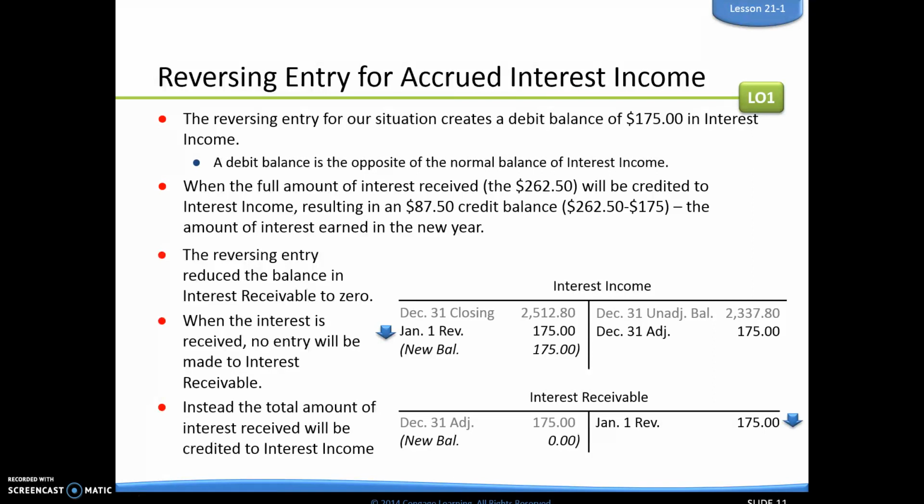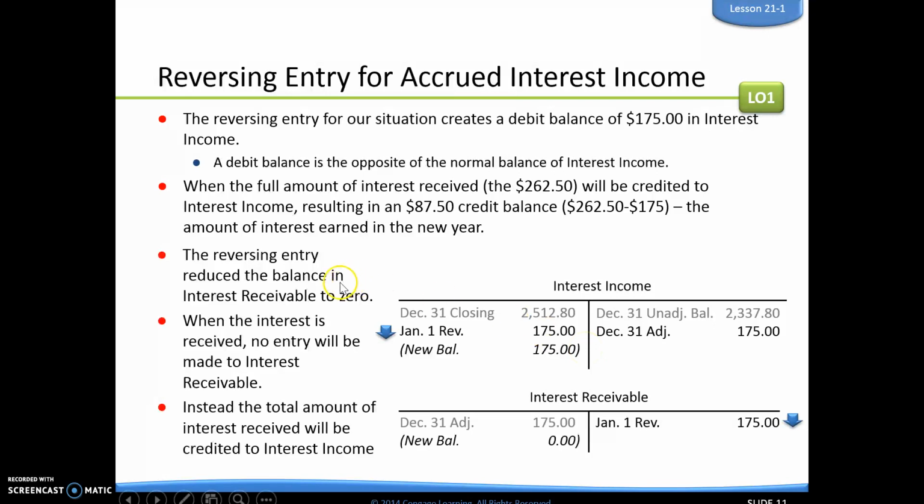Okay, and that's where some people get kind of confused about how we can have an income account that has a debit balance. Well, remember that when the full amount of interest is actually received, when we get to that point, we receive $262.50. It's going to be credited to interest income, which is going to result in that balance of $87.50. Remember, here's our total interest, $262.50, and we subtract out the $175. That's going to be our credit balance in our interest income. Now, we're not actually ever going to do T accounts like this, but it's important that you understand how those numbers are getting there and where those numbers are coming from.